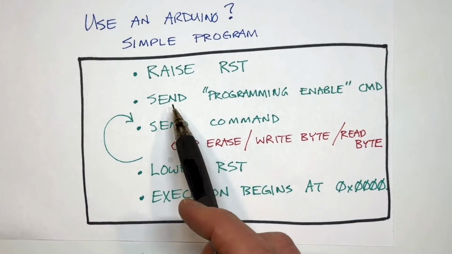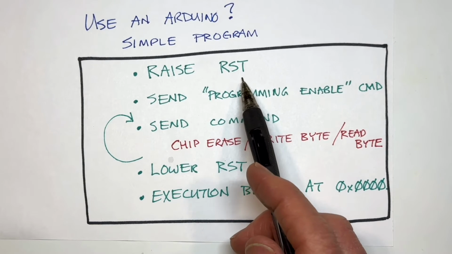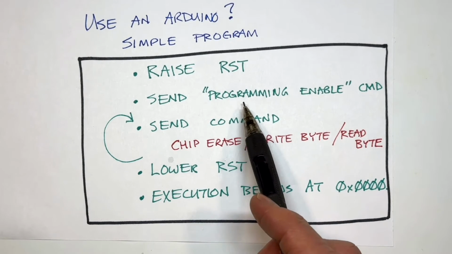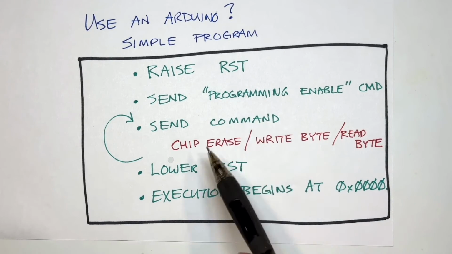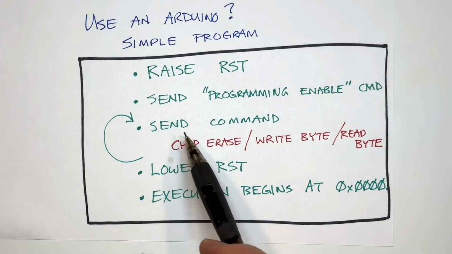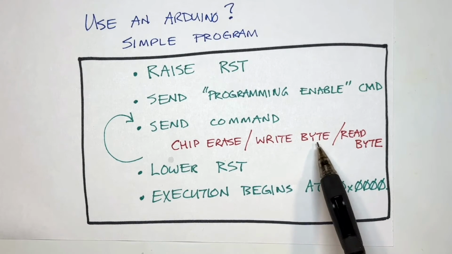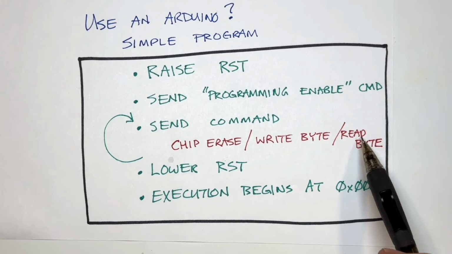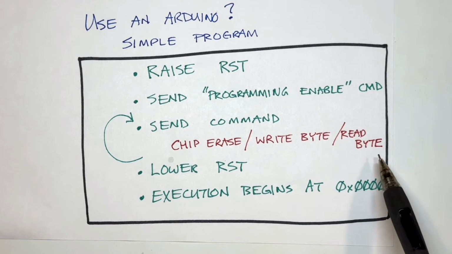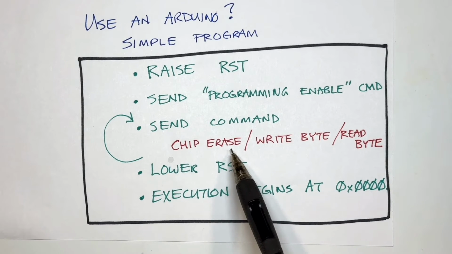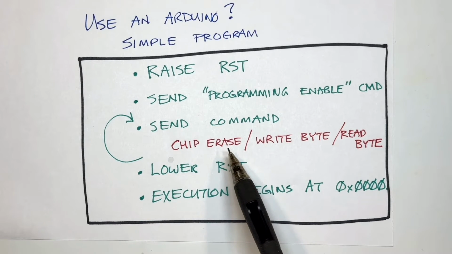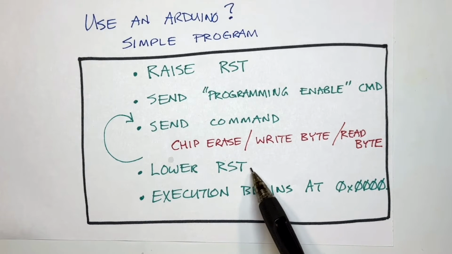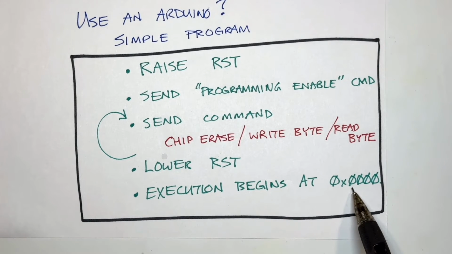And the general idea is that we will start by raising the reset pin, and then we'll send a special programming enable command to the AT51, and that will put it in programming mode. And then after that, we send it a number of commands. There's a command to write a byte to the memory. There's a command to read a byte from the memory so we can verify that it worked. And we have other commands like erase the entire chip. And then when we're done putting the bytes into the memory, we can lower the reset line, and that will perform a reset and start execution at location 000.